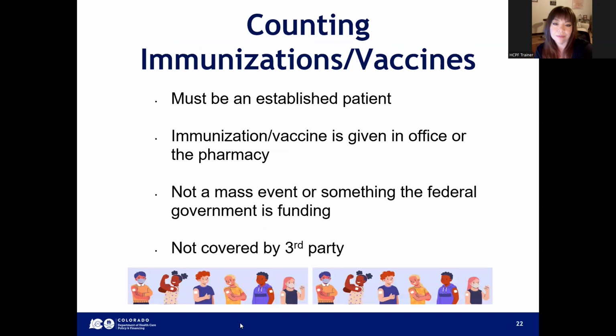Patients seen for immunizations or vaccines can be included in your step 5 count if they are an established patient that you have a record for, if the immunizations or vaccines were given in the office or in the pharmacy and not at a mass event or something the federal government is funding, and of course, if they are not covered by a third party.